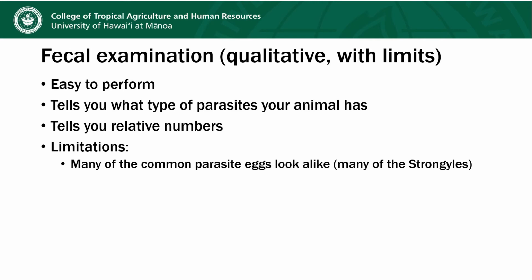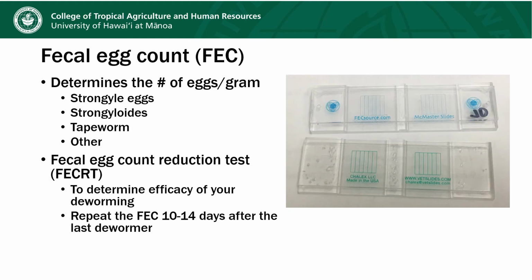The general fecal examination is usually done as a simple flotation test. This test can tell you the general types of parasites that your animals have and can give you an idea of the relative numbers. One limitation of the test, however, is that the eggs from many of the parasites that sheep and goats have look alike, so it can be hard to know exactly who the bad actors are in your herd.